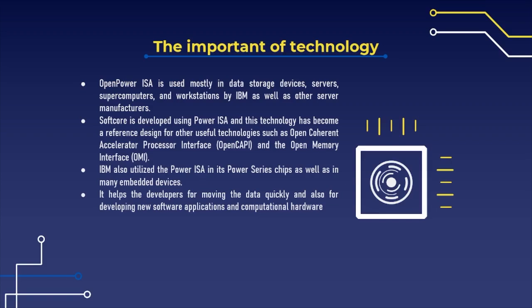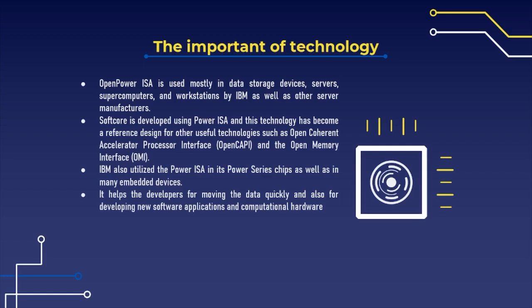Next, we will look at the importance of the technology. Open Power ISA is used mostly in data storage devices, servers, supercomputers, and workstations by IBM, as well as other server manufacturers such as Bull and Hitachi. With the use of Power ISA, a soft core was developed by an IBM engineer, and it is running on a Xilinx FPGA. This newly developed software is mainly for the open source community, and this technology has become a reference design for other useful technologies such as the Open Coherent Accelerator Processor Interface and the Open Memory Interface.